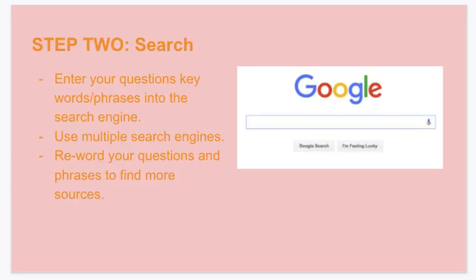Step 2, search. Take some of those keywords and phrases that you came up with, or your questions, and enter them into your search engine. This might be Google. It might also be a more directed search engine, like some of the ones that we find on the Media Center website for Parkview. It's important to use multiple search engines or multiple sources to find information. And finally, if you're having trouble finding the information you are looking for, try rewording your question or your phrase, and it might pull up some new sources that are closer to what you want.